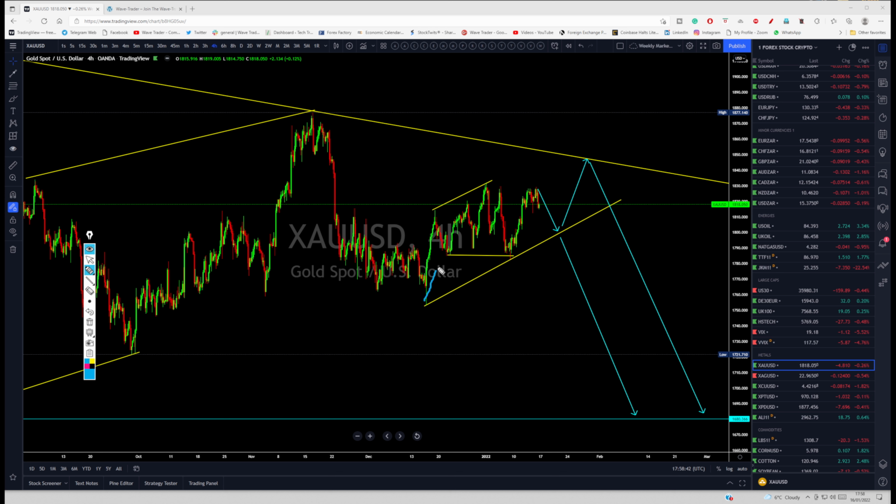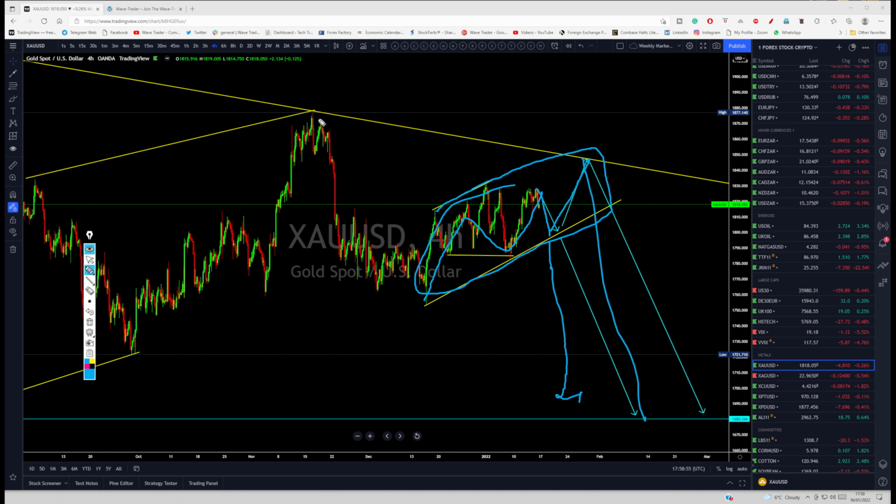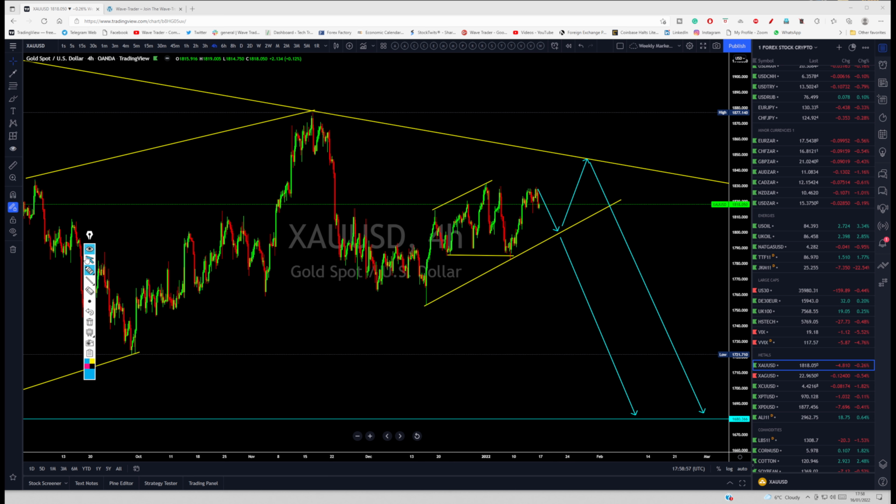Okay, so this ABC move to break down. This move short term to break down and continue all the way up to 1700, or go back up and stay within that daily correction, and then drop. So do not go beyond that previous top.